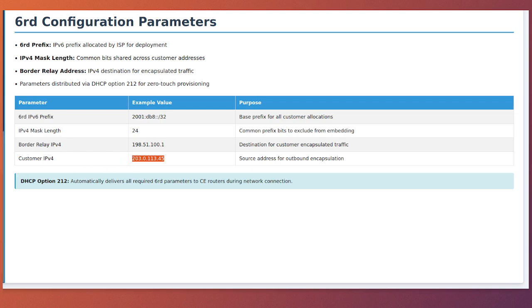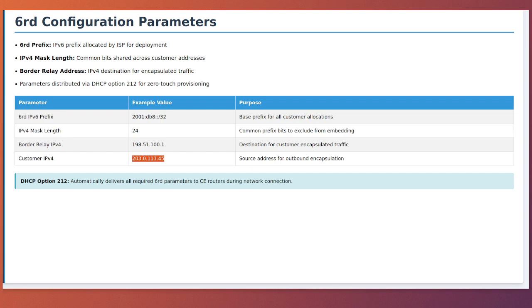203.0.113.0/24 block for all their customers, the common prefix length would be 24, and only the last 8 bits of each customer's IPv4 address need to be embedded. This is important for efficient use of the IPv6 address space, as it determines how many bits of the customer's IPv6 prefix are available for their own subnetting.